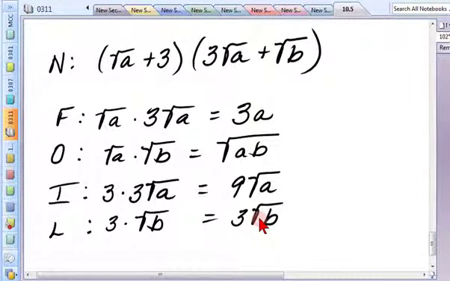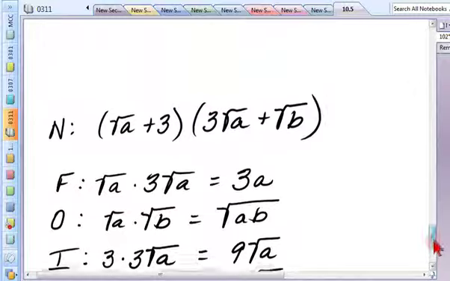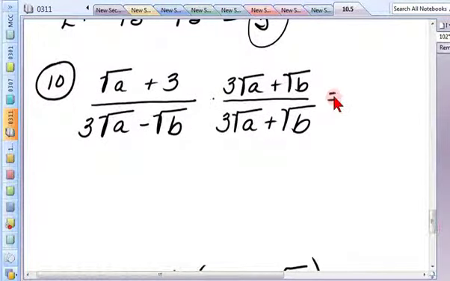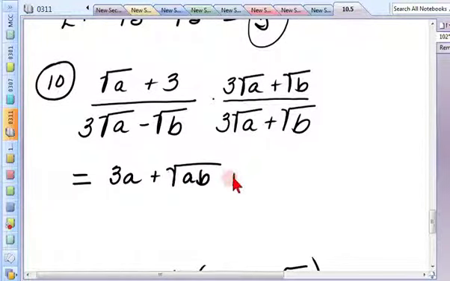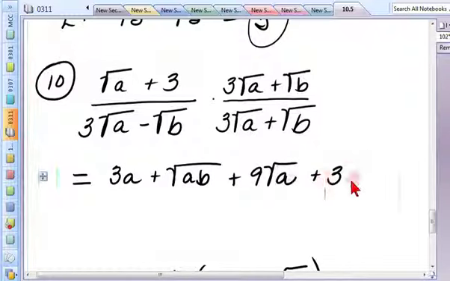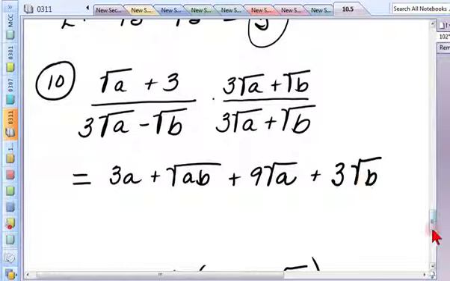So the numerator is, I don't remember. How about I write it underneath because there's no room. All right, I remember that the first term was 3a. Is it plus square root of ab plus 9 times the square root of a plus 3 times the square root of b? Is that what we got down at the bottom?